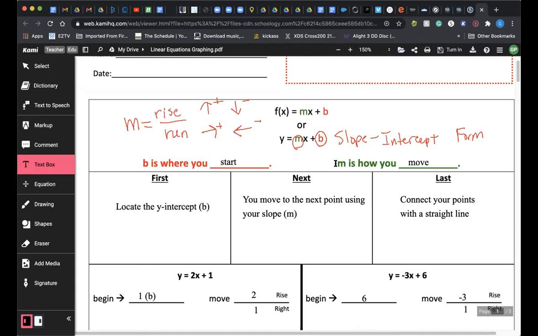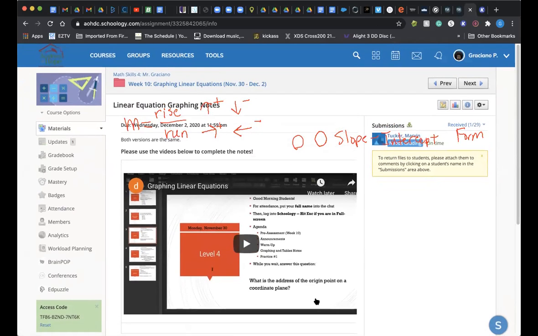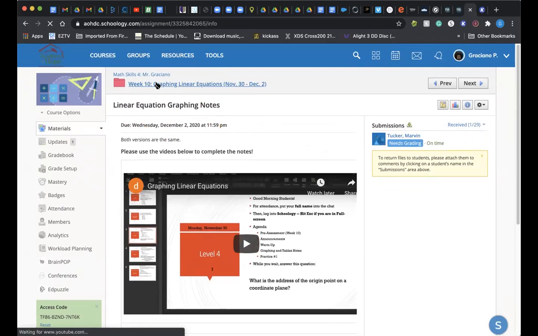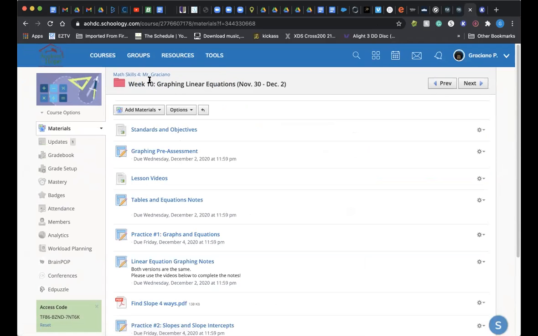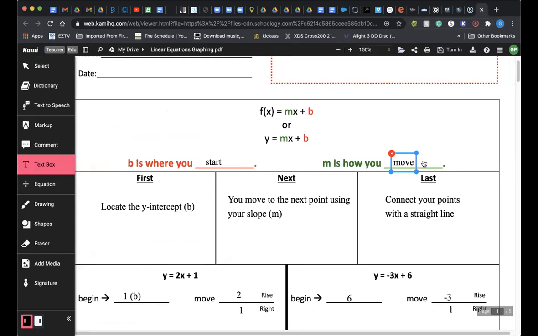All right, so what you guys should have open now in order for us to continue working on this together is your notes in your week 10 folder. So I'll go show you guys how to navigate to that. Oh, sorry, let me clear this drawing so that it's not all over the place. So week 10, your graphing linear equations folder. So it's the only red folder in your Math Skills 4 class. Make sure you scroll down to the linear equation graphing notes. All right, so we started these on Monday. We're going to finish them today. And so I need you guys to open up those notes.